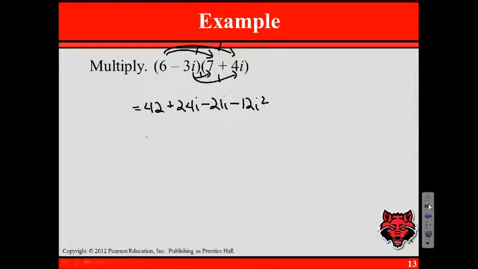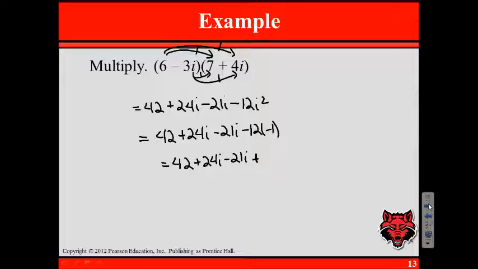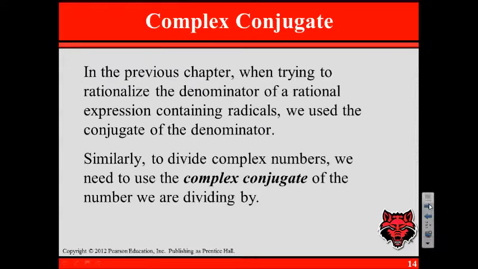Now, just like we've done previously, we need to change the i squared to a negative 1. Everything else will stay the same. So 42 plus 24i minus 21i minus 12 times negative 1. That becomes 42 plus 24i minus 21i plus 12. Now we combine our real parts together, and that gives us 54. Combine the imaginary parts together, and that gives us 3i. So 54 plus 3i.